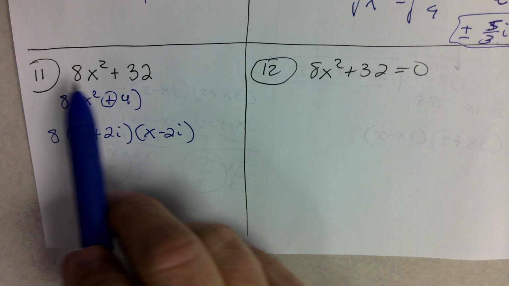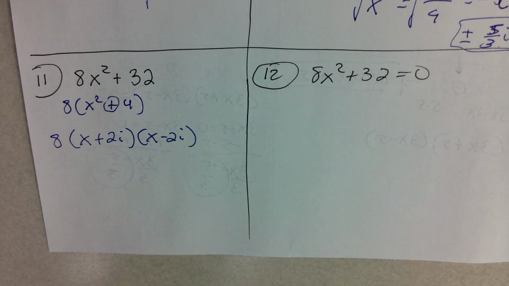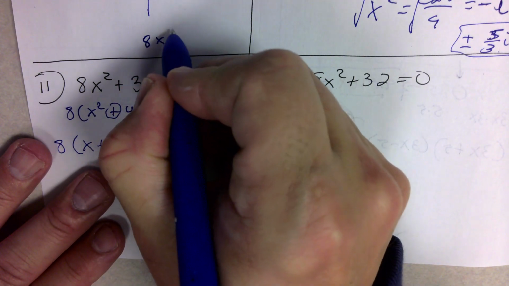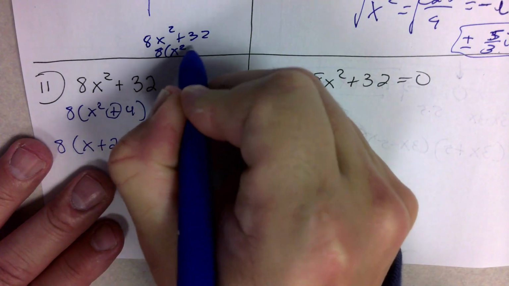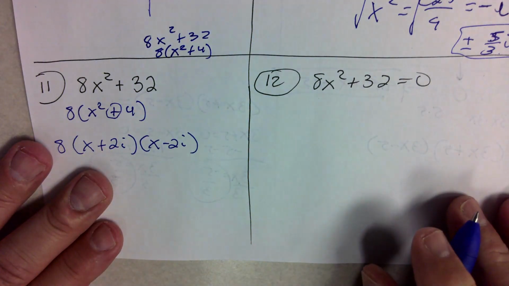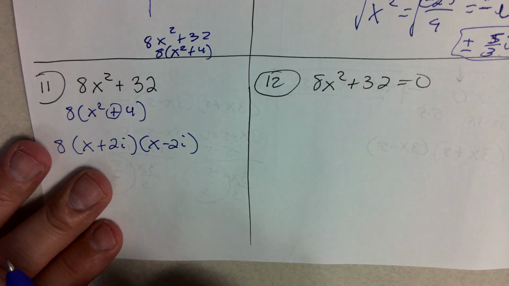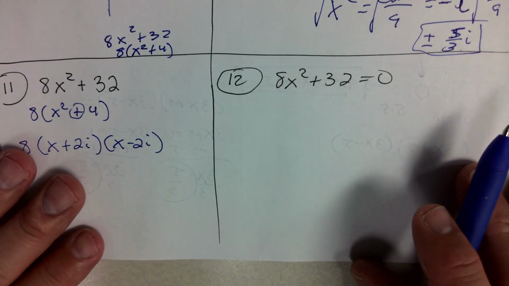This is 8 times 4, this is 8. So I pulled it out, we have 4 left. If I simply ask you to do this, 8x squared plus 32, this is 8 times x squared plus 4. If I distribute this back, we're going to have 8x squared. Okay? Okay.